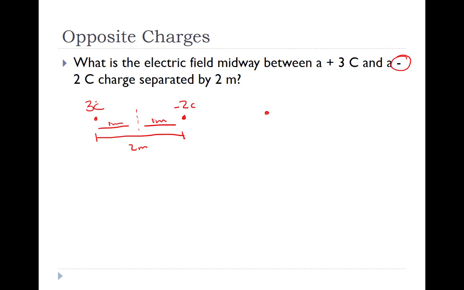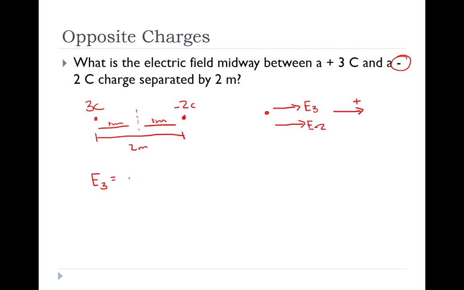Begin by thinking about direction. Electric field lines point out of positives, therefore the field due to the 3 coulomb will be to the right. They point into negatives, therefore the field due to the negative 2 coulomb will also be to the right. Therefore, the magnitudes of these two fields will add together. And I'm going to let positive be to the right in this problem.